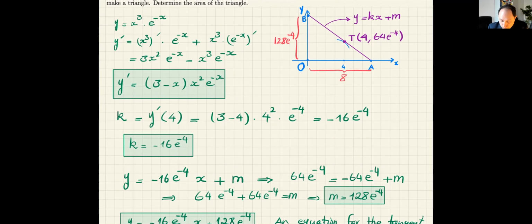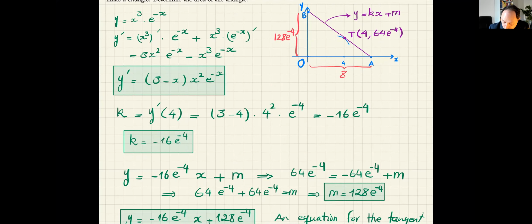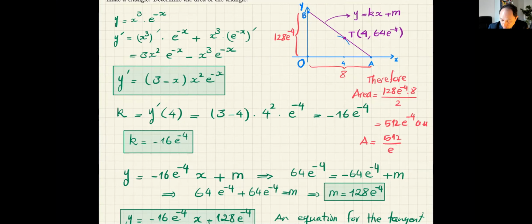And then, of course, if I want to find the area, so let me write the area. So therefore, the area is equal to 128 e to power minus 4 times 8 divided by 2. So which is equal to 512 e to power minus 4 area units. This is the exact value of the area.